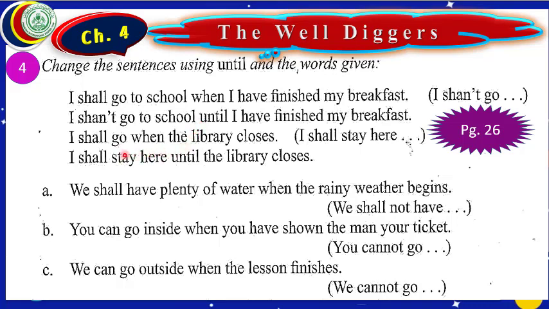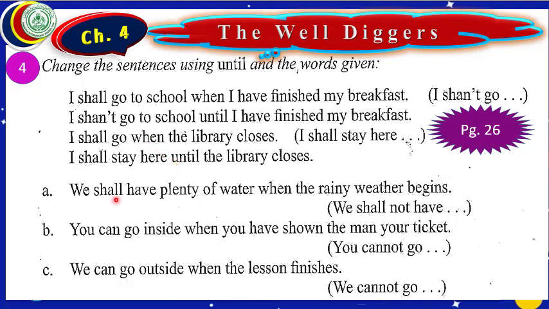Let us move to the next example. I shall go when the library closes. I shall stay here until the library closes. Let us try to notice the changes. Here was written I shall go. In our answer, we have used I shall stay here. This is given in the bracket. I shall stay here, and then we have replaced when by until. Instead of when, until is used.